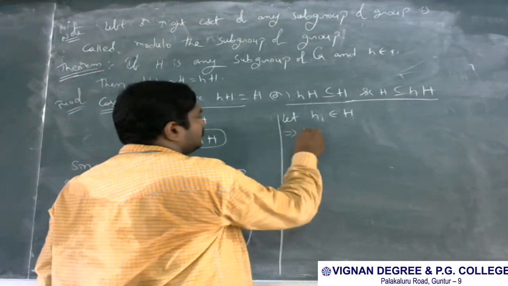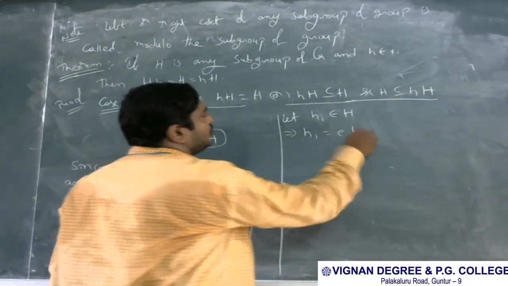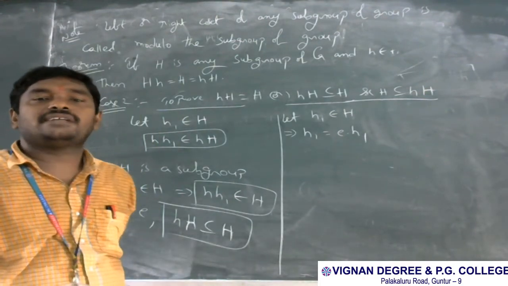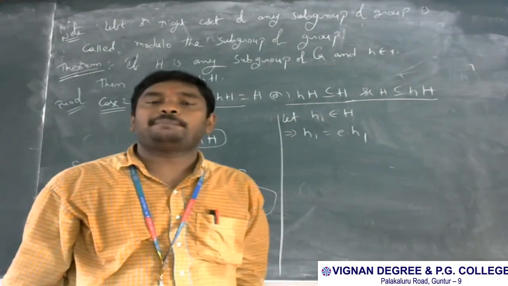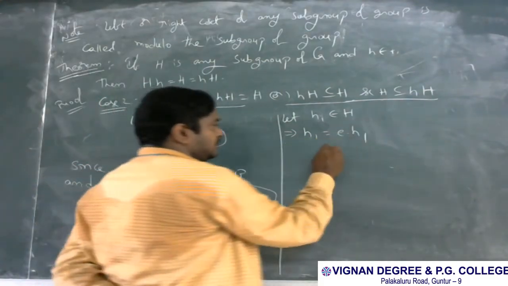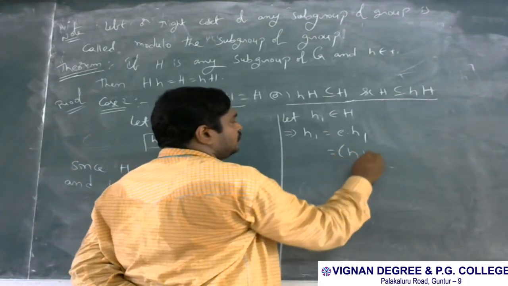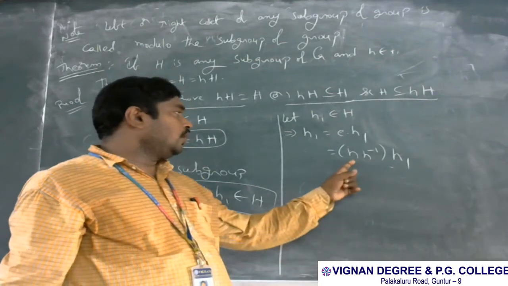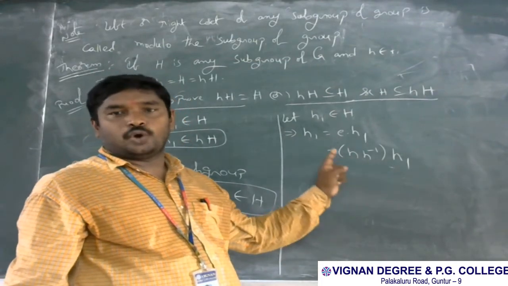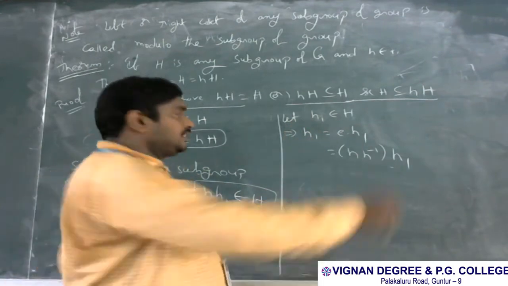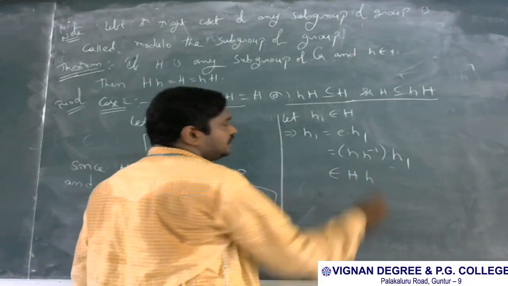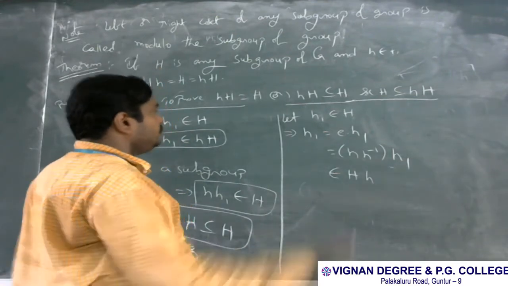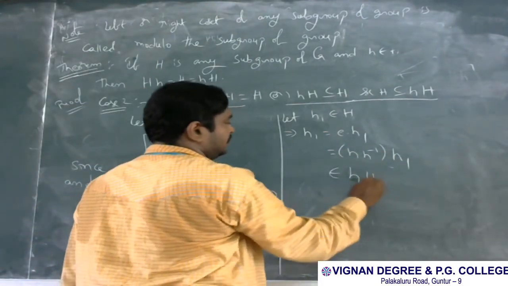That implies small h1 is equal to E into h1. I am writing E into h1. Why are you writing E into h1? Because E is the identity element in capital H. Okay? Next, E means h into h inverse of h1. So we already know capital H is a subgroup and h into h inverse belongs to capital H. So simply we can write small h into capital H.